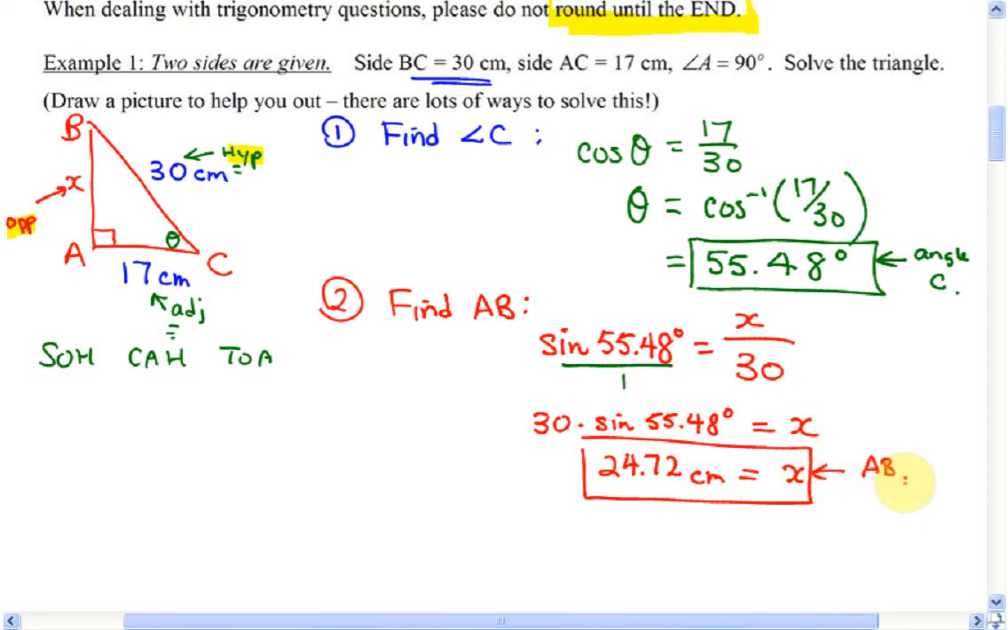Are we done? Oh, still not done. These questions take forever, you're thinking in your head. Right, Ray? So what's the last thing I need to do now? Find the last missing angle. The last missing angle is angle B. How can I find angle B? Yes, Dina? Well, since all the angles in the triangle add up to 180.